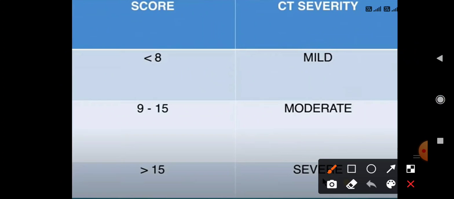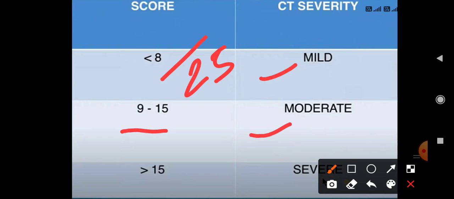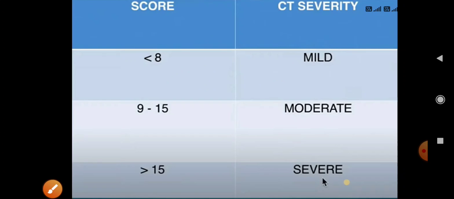Now, if we calculate the score out of 25 and it is less than 8, this is categorized as mild. If the score is between 9 and 15, it indicates moderate CT severity. If the score is more than 15, it indicates very severe.